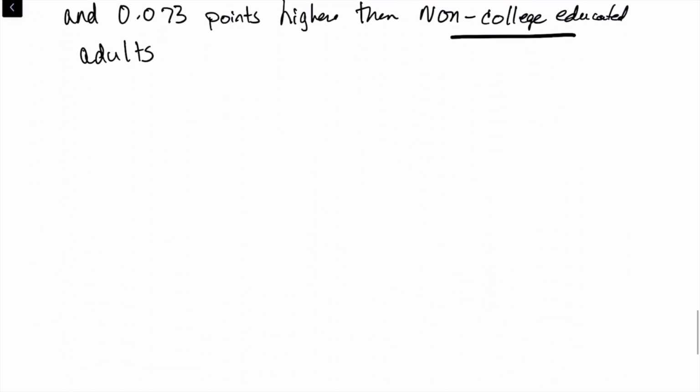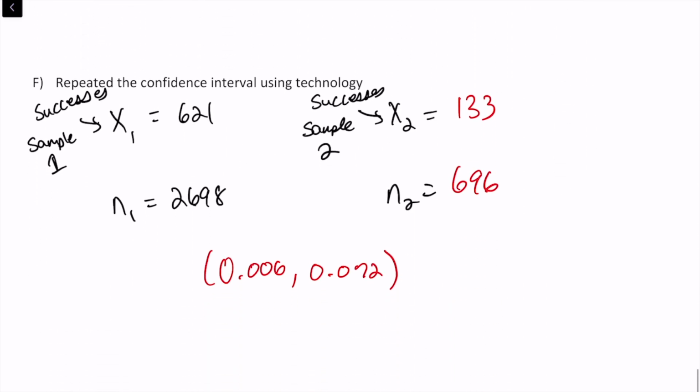All right, listen, I want you guys to use technology. Nobody is going to ask you to do these things by hand, okay? So use technology. It gives us a standard error, and it gives us a quick way of getting that confidence interval.